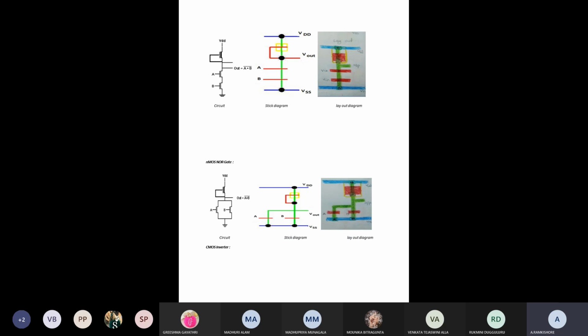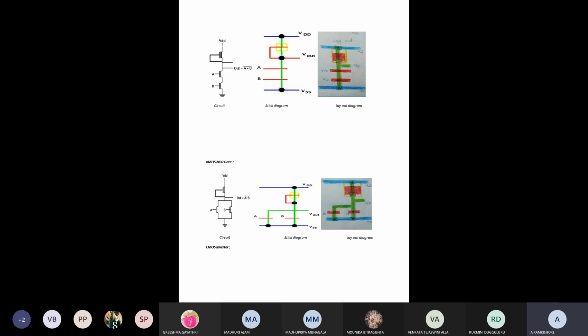Next example. The next one is a simple expression in NMOS technology, a two-input NOR gate, not an OR gate. Y is equal to A plus B whole bar, that means the inverting of the OR gate. Here we already saw the inverter.